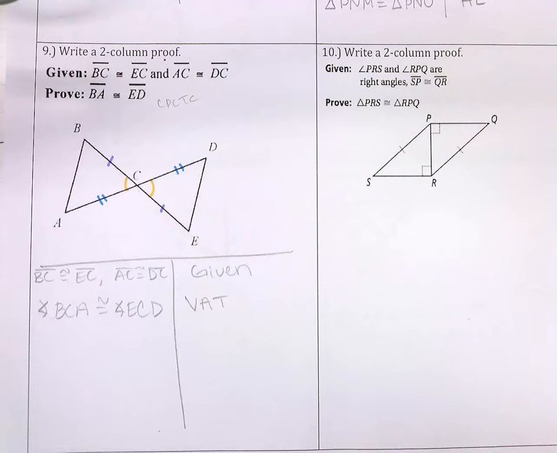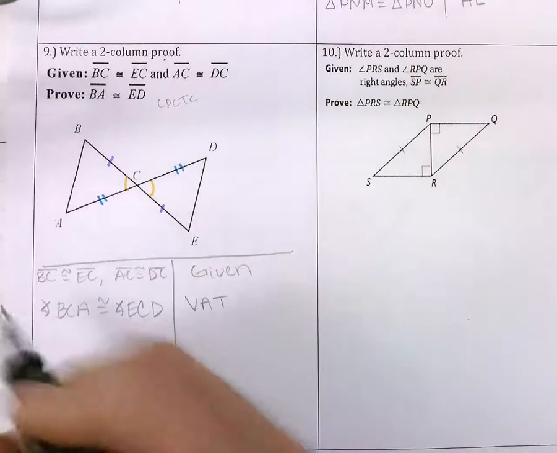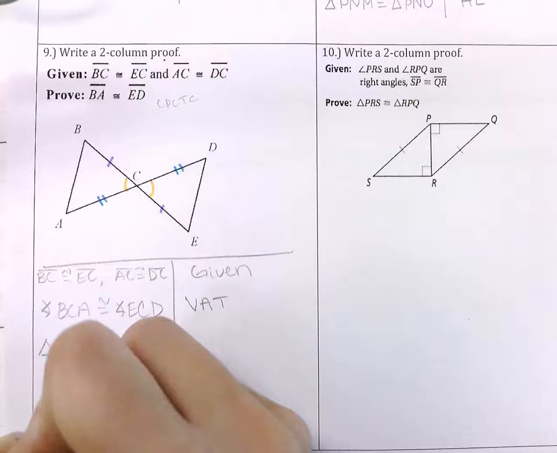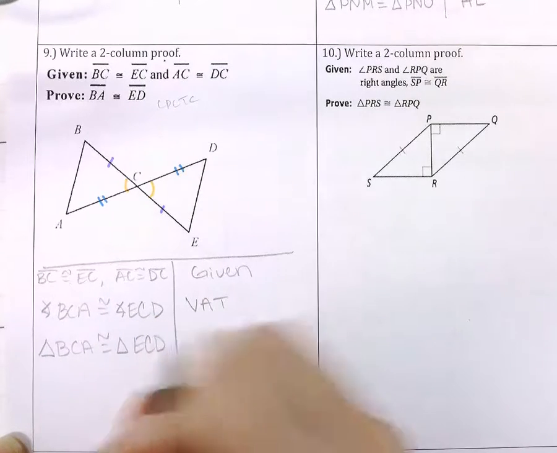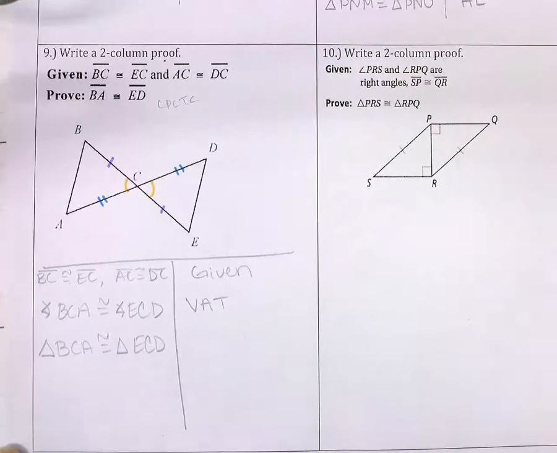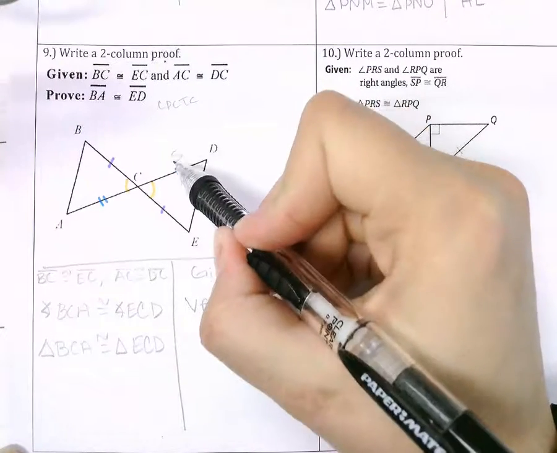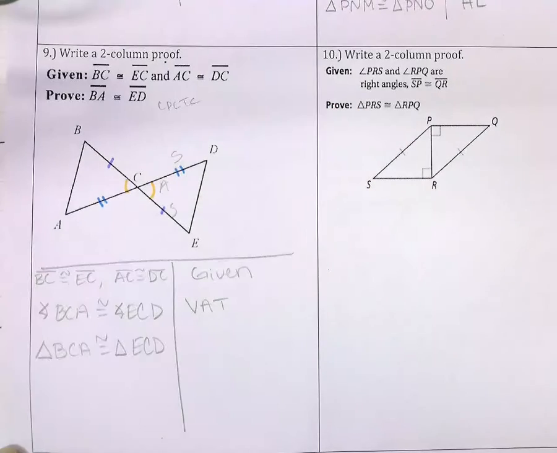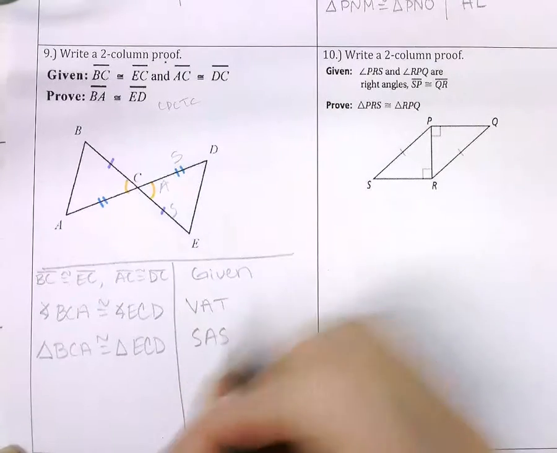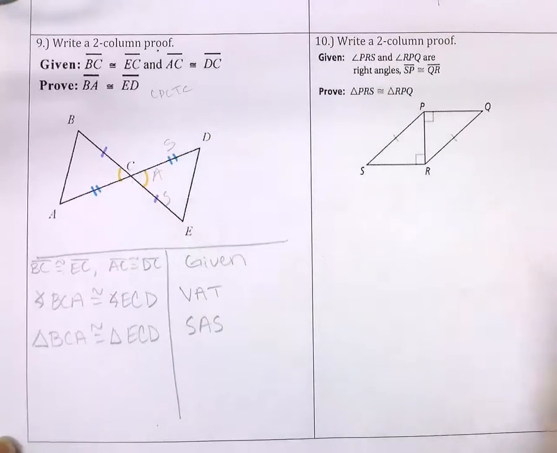Do we have enough information to prove the triangles are congruent? Yes. Why are they congruent? Look, what do we have? Side, angle, side. This is a side. This is an angle. This is a side. So SAS.